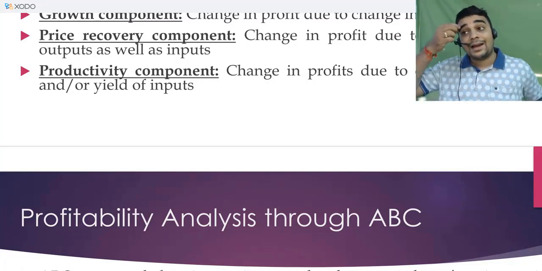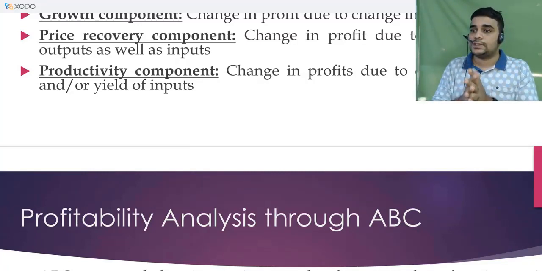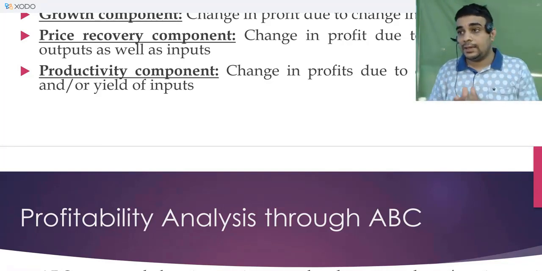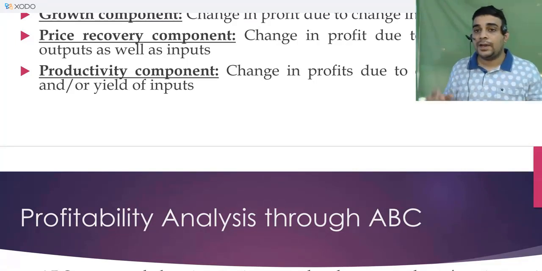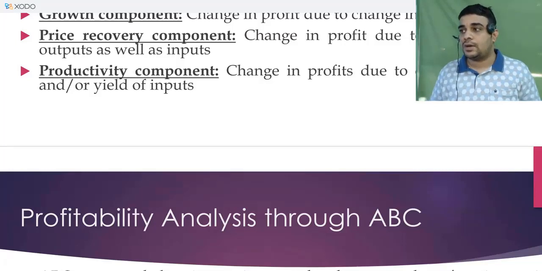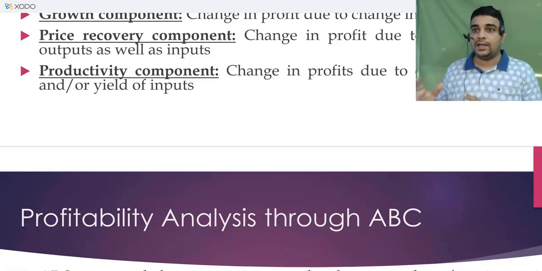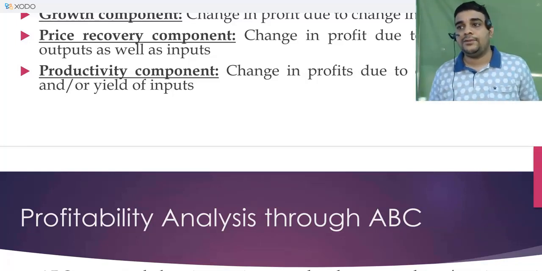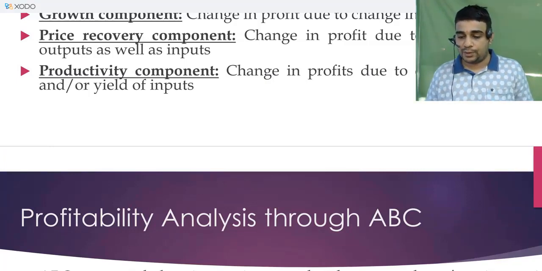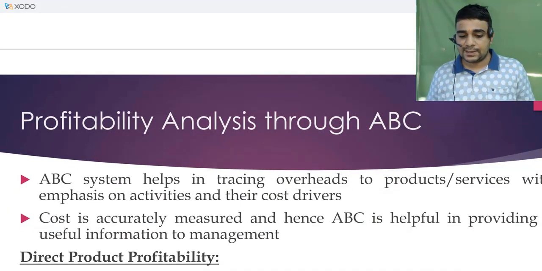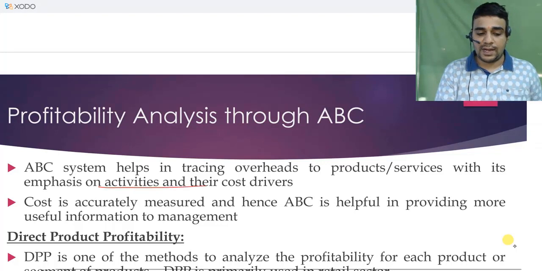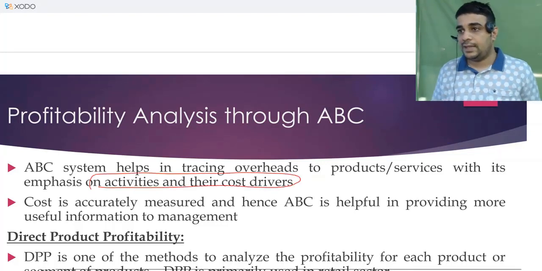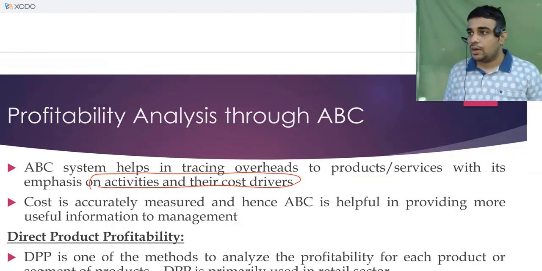Under activity based costing, we classify the cost into various activities which are done by an organization, the critical activities of an organization, and for every critical activity there was a computation called the cost driver rate. You used to find a driver for every activity, and for each activity we were calculating a cost driver rate. Anyway, I'll do a problem to make you understand that. So the ABC system helps in tracing overheads to products or services with its emphasis on activities and their cost drivers.